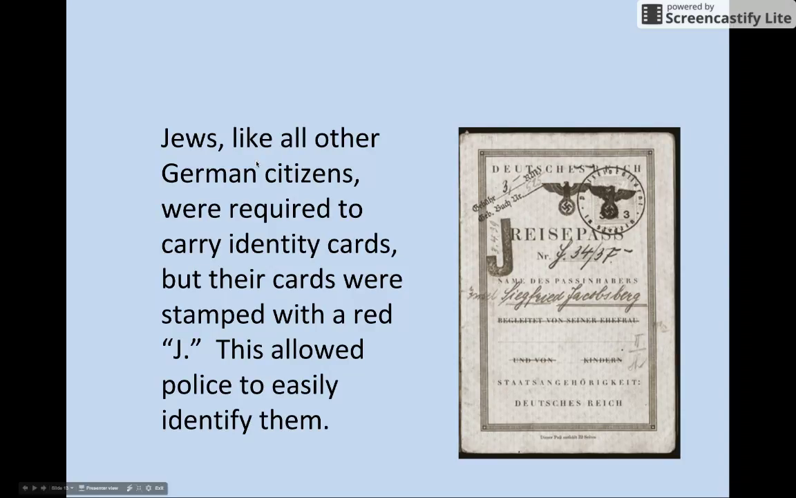So on the right here, you have a Jewish passport. And if you notice this J right here, this would indicate to everybody that a person was Jewish. And it allowed the police to easily identify them. Because if you look at a Jewish person, you're not sure if they're actually Jewish. This would be the only way that somebody could know a person is Jewish, especially if they weren't wearing a yarmulke or if they didn't have a beard. They would be easy to blend into society.